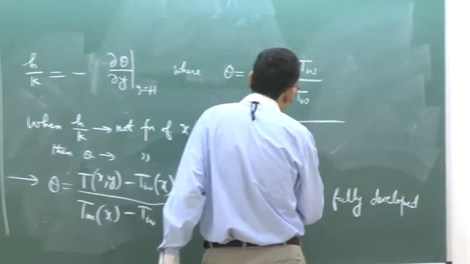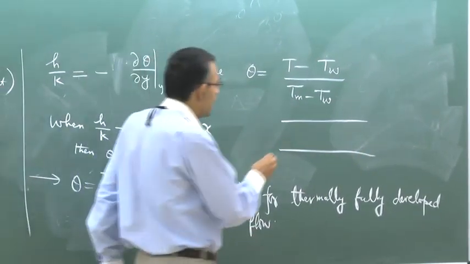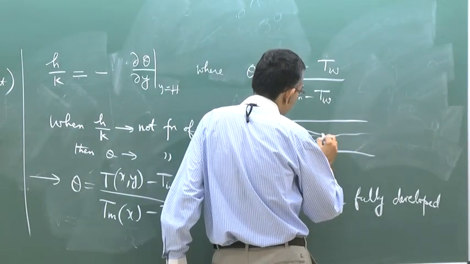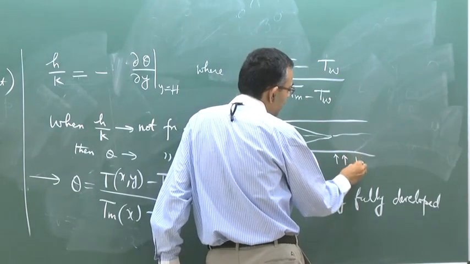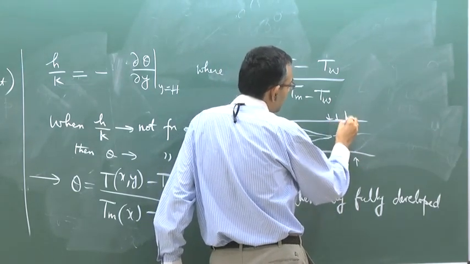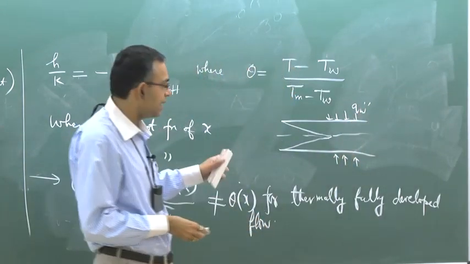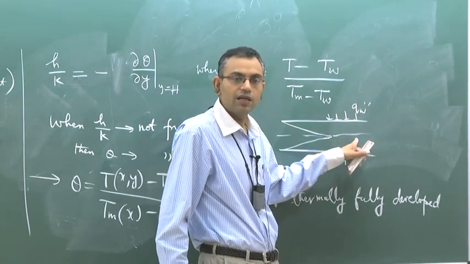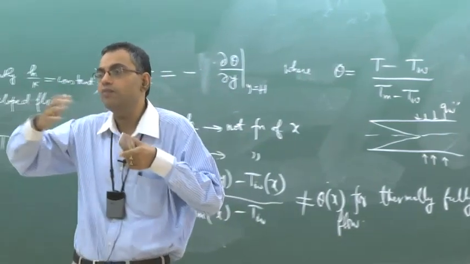Let us say that you have two parallel plates like this, you have thermal boundary layers growing, and now you go on heating the plate. This is heat flux. So, if you go on heating the plate, how can it happen that the temperature has become a constant? So, even if the thermal boundary layers are merged, temperature can still vary with x.